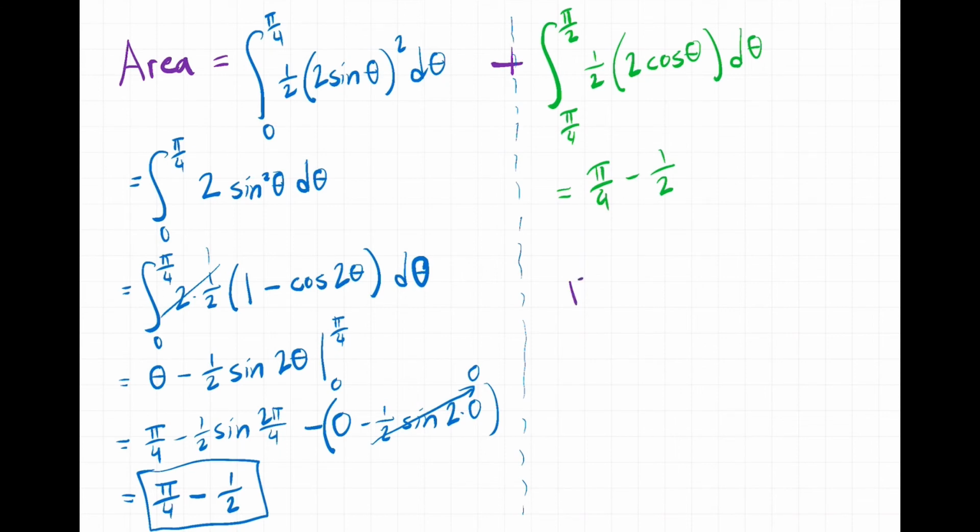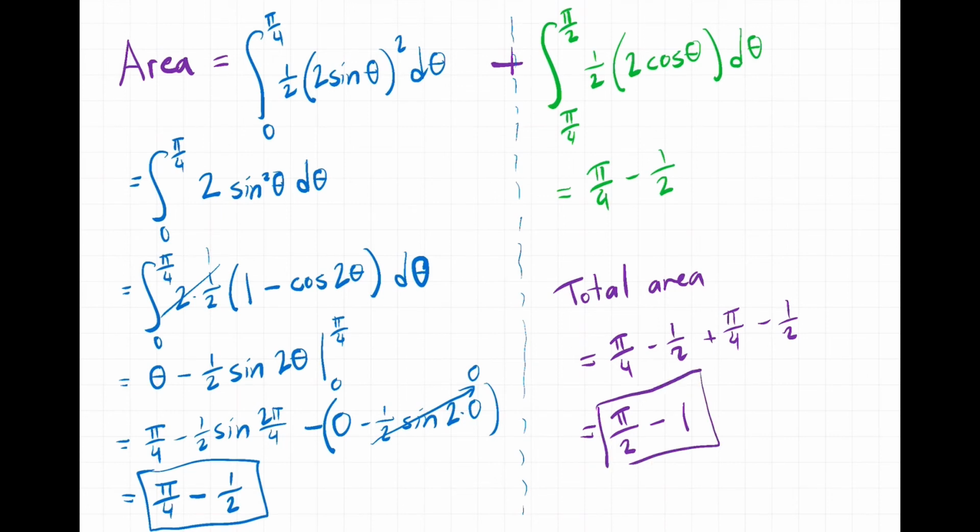So our total area is the sum of these two. That's going to be pi over 4 minus 1/2 plus pi over 4 minus 1/2. So that is pi over 2 minus 1. And that is our total area.